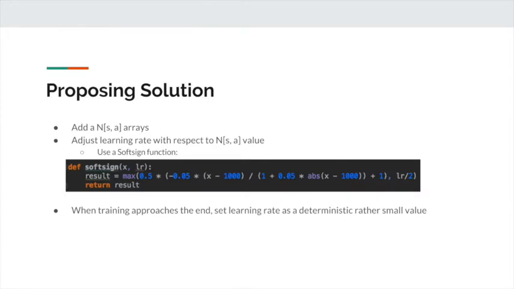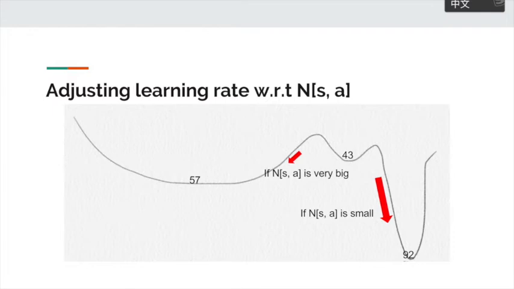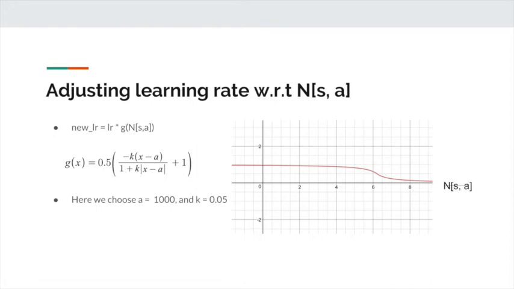One possible way to avoid premature convergence is to decrease the learning rate with respect to the number of times that a state action pair has been visited. When training approaches the end, set learning rate as a deterministic value. Back to the two-dimensional case, the learning rate will become small when n of SA has been visited a lot of times, hence it will take small steps. Otherwise, if a state action pair is rarely visited, and if it returns promising results, it will take a large step.